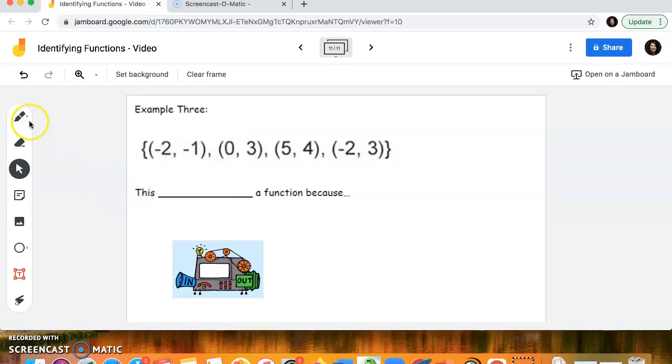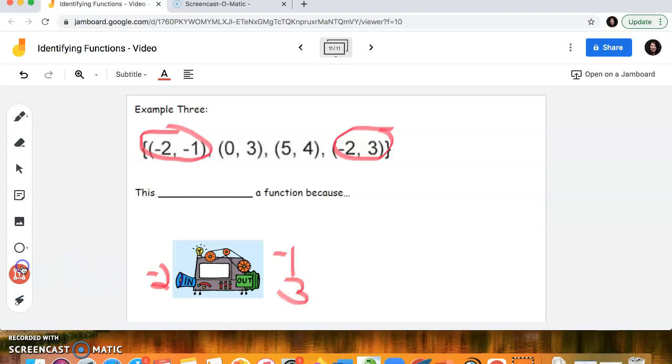Looking at this one, you can see it pretty fast. We've got a -2 and a -2. So when we put in the -2, we get out 2 numbers. We get out a -1 and we get out a 3. So this is not a function because the -2 has 2 outputs.